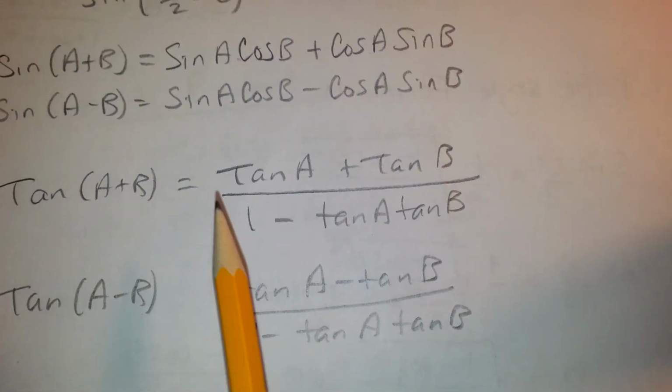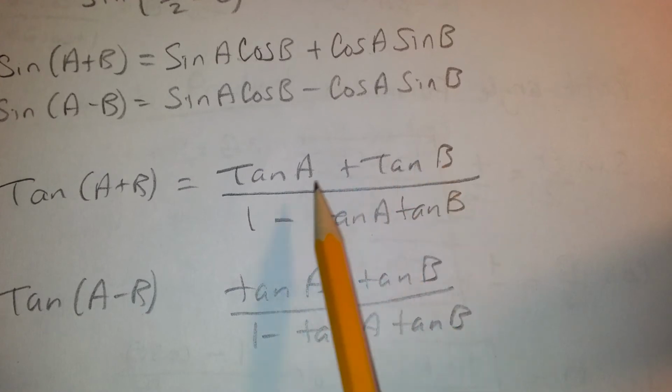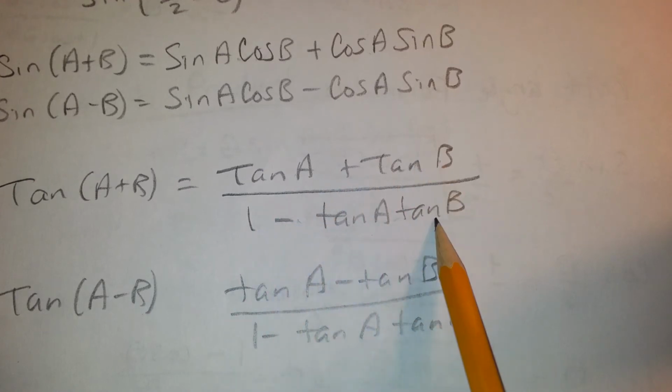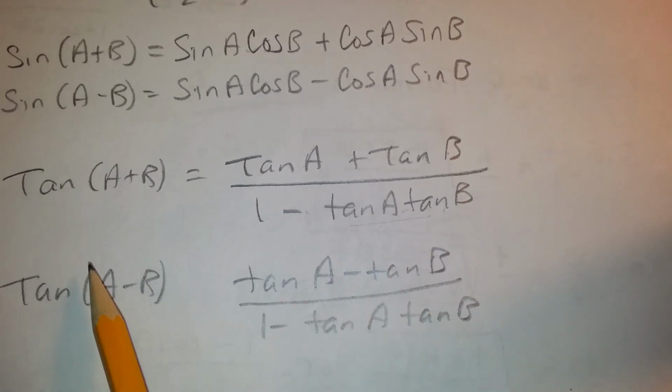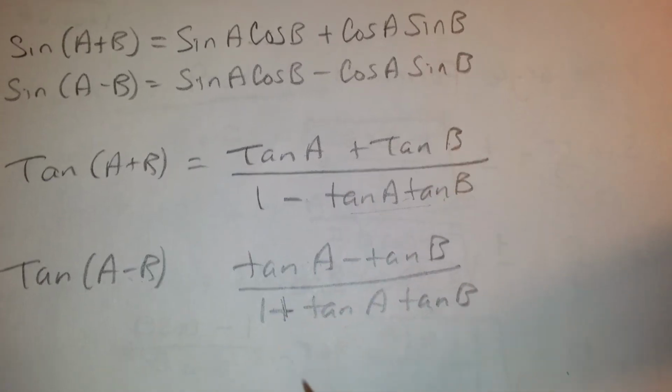Here's our tangent. Tangent of A plus B is tan A plus tan B over 1 minus tan A tan B, multiplication here. For tan of A minus B, it's tan A minus tan B over 1 minus tan A tan B. Notice, oops, I made that wrong. This is plus. I'm glad I caught that, okay?